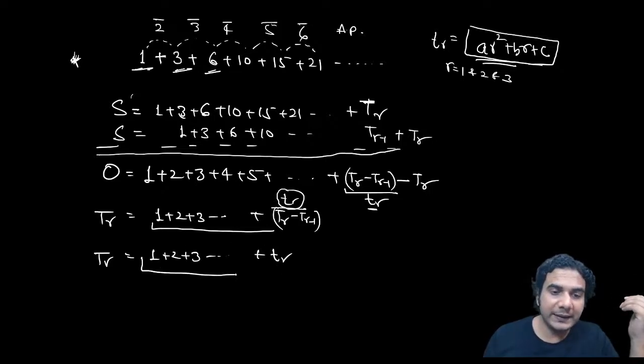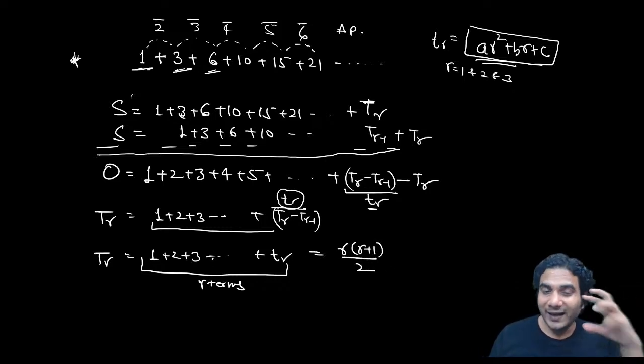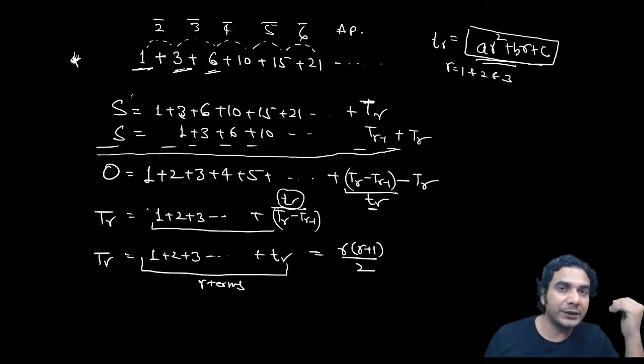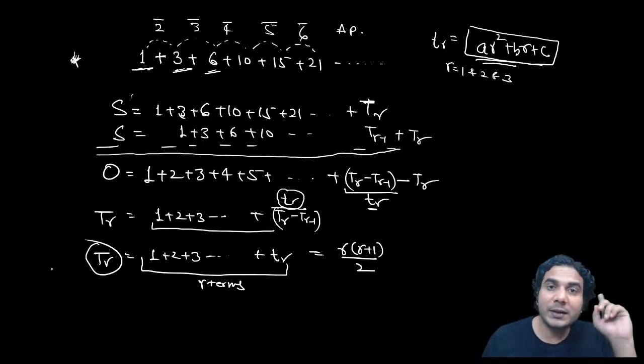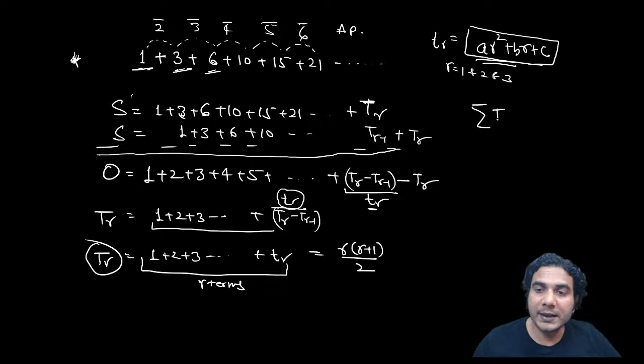So this is a series of r terms, right? You can see r terms are there in this series. So the sum of this series is going to be r into r plus 1 by 2. And by adding this series, you are not getting the sum of the original series, but you're getting the rth term of the original series. So you got the rth term of the original series, Tr, but you need what? You need sigma Tr, r from 1 to n.